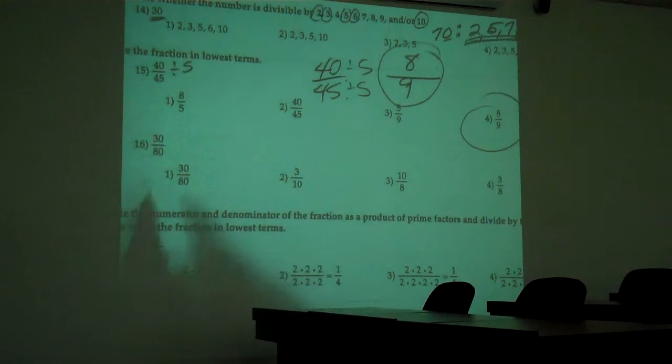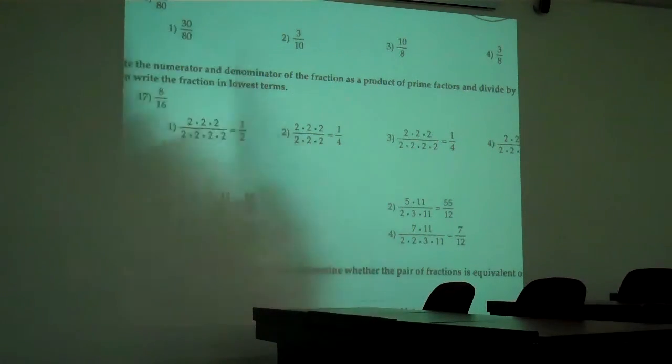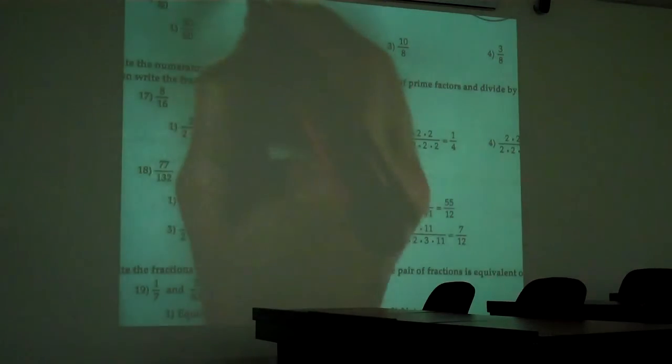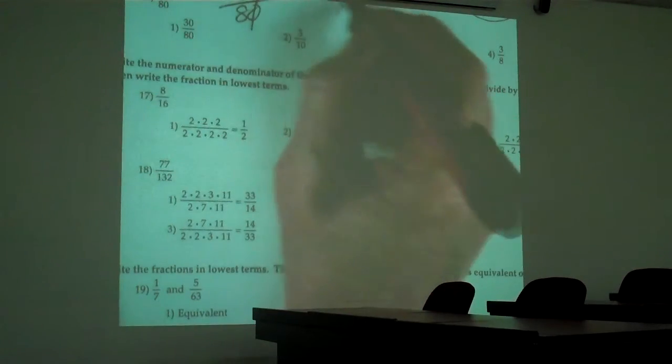How about 30 and 80? What will they divide by? 5. You could do 5, but 10 would be easier. 10 just drops the 0. 30 over 80 divided by 10 is 3/8.